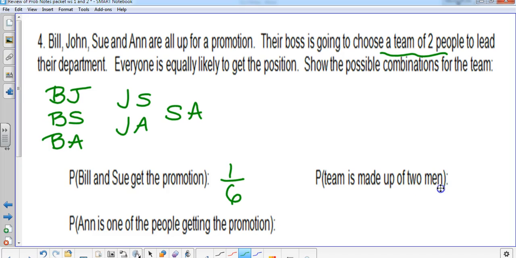That the team is made up of 2 men, which would be Bill and John. That Ann is one of the people. Yeah, Ann is on 3 of those possible teams, so that would reduce to 1/2.